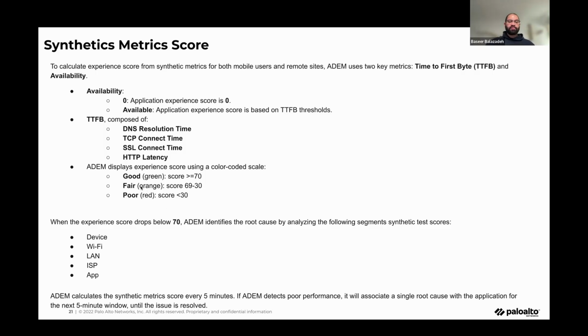Now, if the score becomes fair, which is 69 to 30, or poor, then we start looking at the other components of our test to determine what can be the problem that's causing the degradation for the users for that website. Now we'll start leaning on the synthetic information to give us insights into whether it is the user's device that's causing the problem, whether it is their Wi-Fi quality, how their network is, and how their ISP is when we do the hop-by-hop analysis.